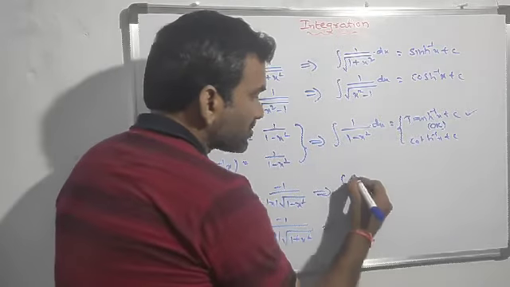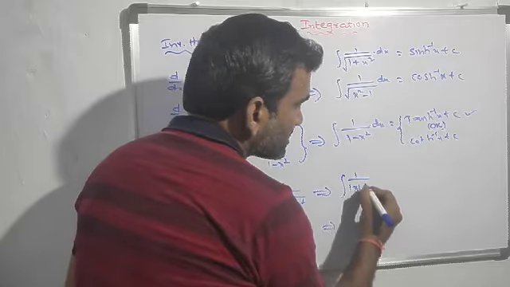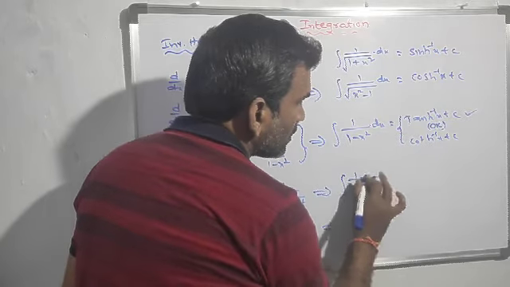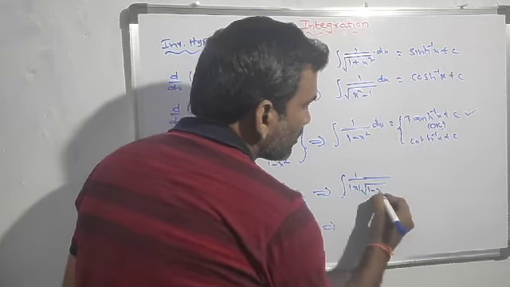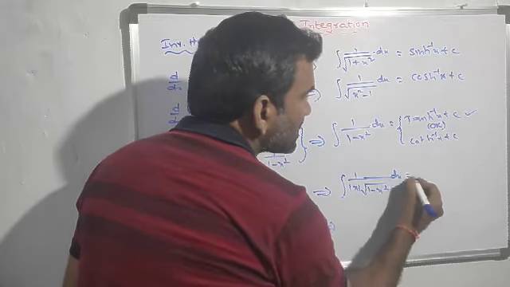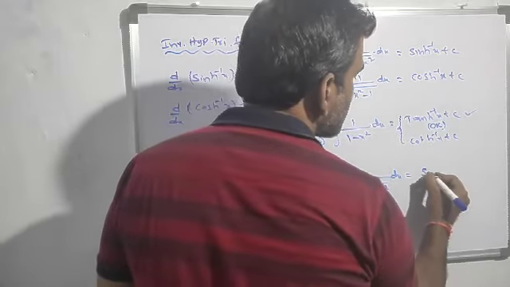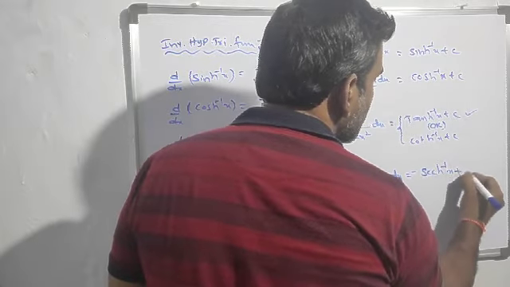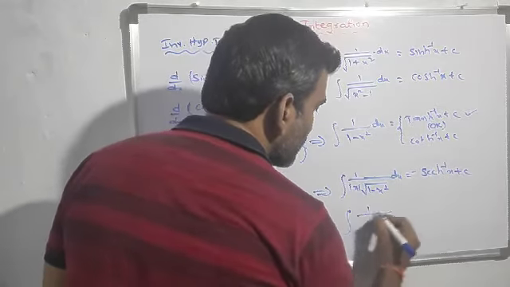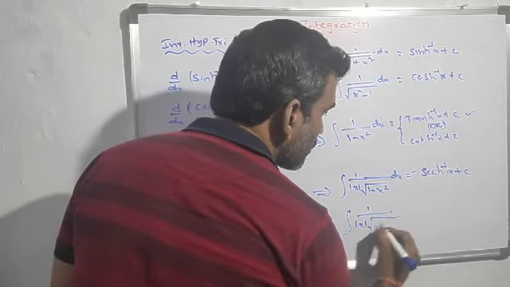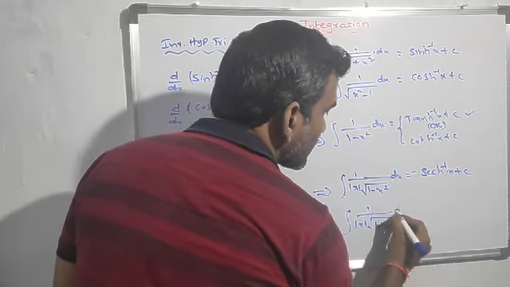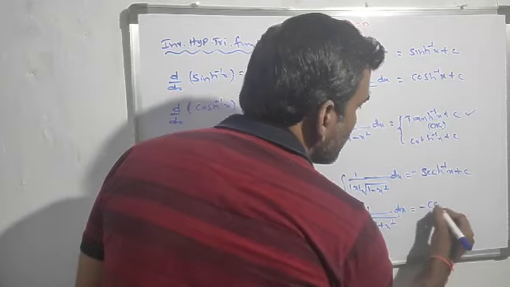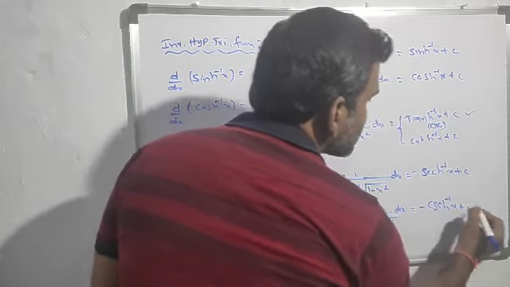Next, integration of 1 by modulus of x into square root of 1 minus x square into dx equal to secant h inverse x plus c. Next, 1 by modulus of x into square root of 1 plus x square into dx. This formula is minus cosecant h inverse x plus c.